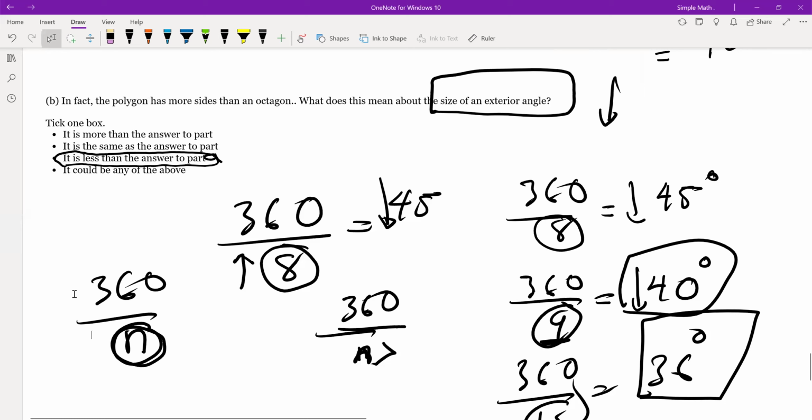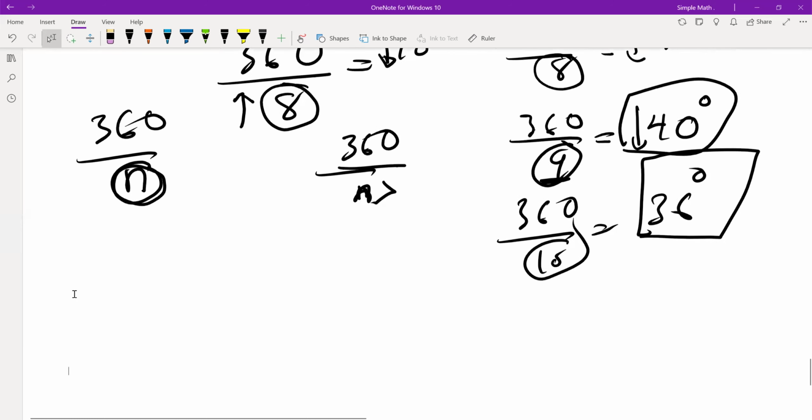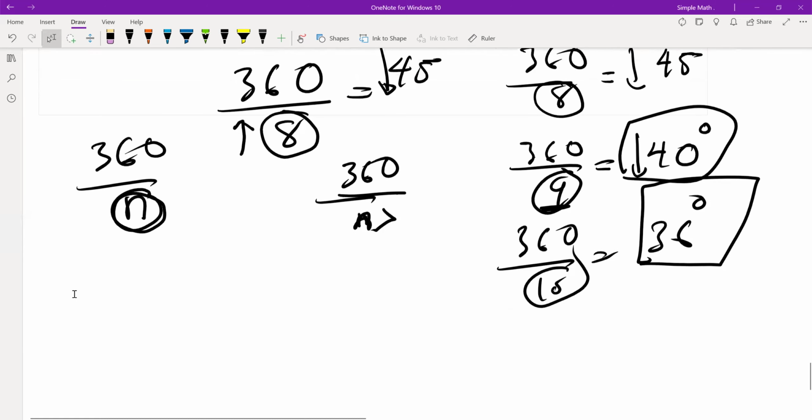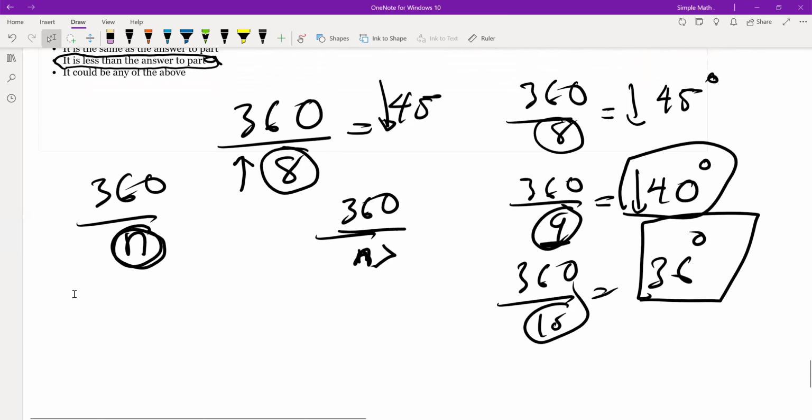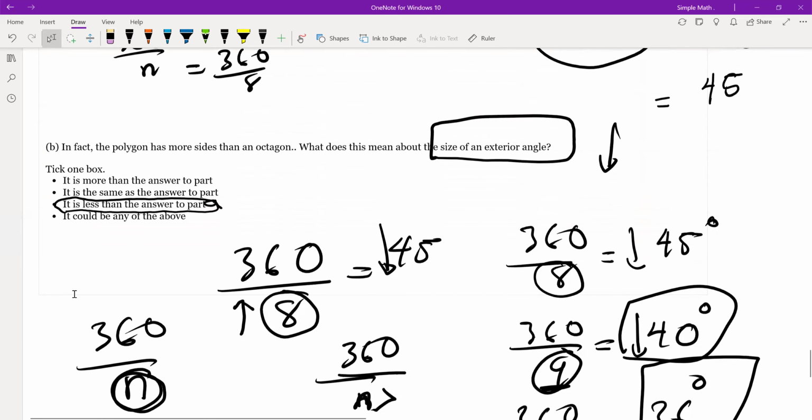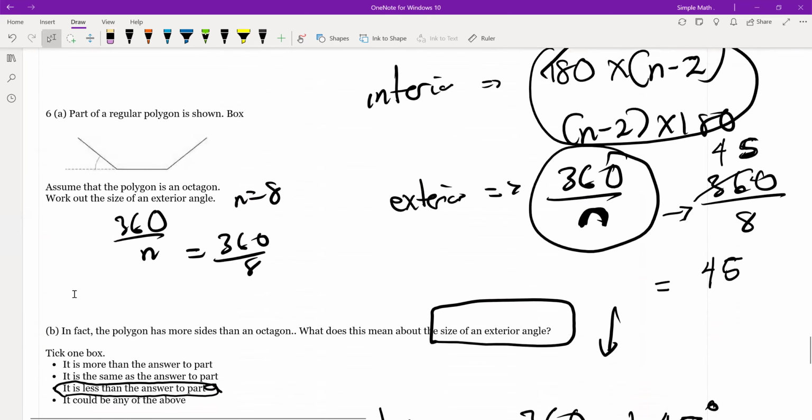So sometimes these questions are not straightforward. They don't necessarily ask you to find this or calculate this. They might ask you questions in weird ways where you have to apply what you learned before. So that's it. That's just it.